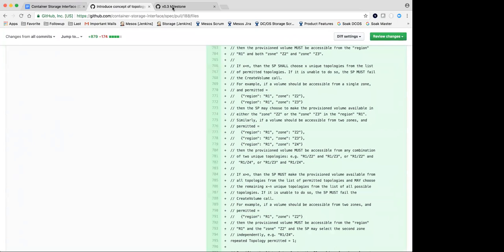But if each string is like a fully qualified topology address, it could just be R1 or it could be R1/Z2, R1/Z3, whatever. I don't understand how that stops the user from saying, oh, I can pick R1/Z2 and R1/Z3 for the volume that I'm creating, right? Because that's the problem, I think. You have the value, but you don't understand what the keys are that you're selecting on.